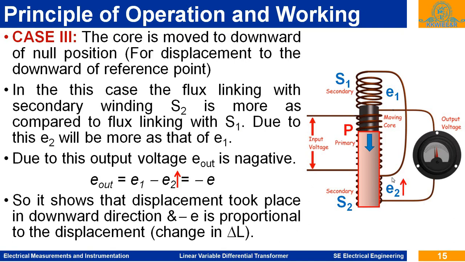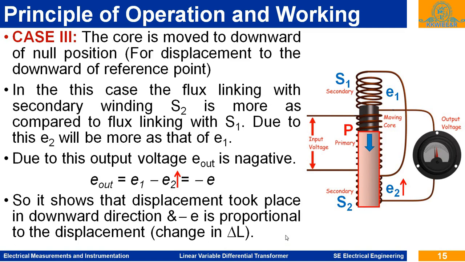In this case the magnitude of EMF induced E2 in the secondary winding S2 is more than E1. So the difference E out is equal to E1 minus E2. The magnitude of E2 is more, so your output is minus E. It shows that displacement took place in the downward direction, and minus E is proportional to the displacement, or change in the length, or change in the movement of the iron core.